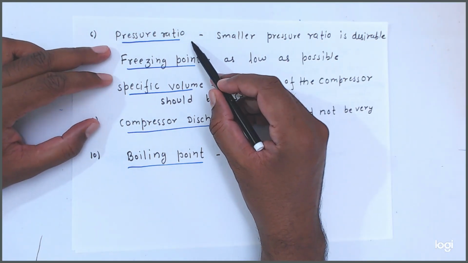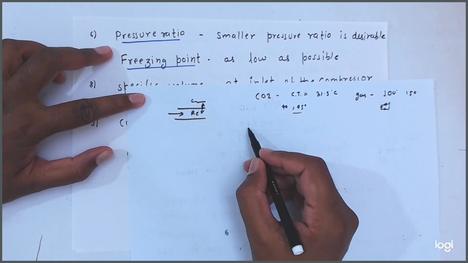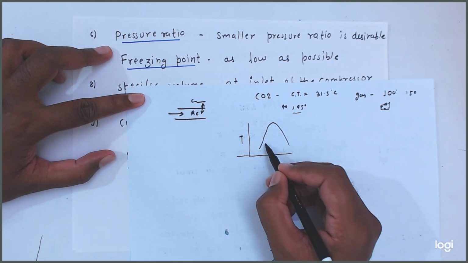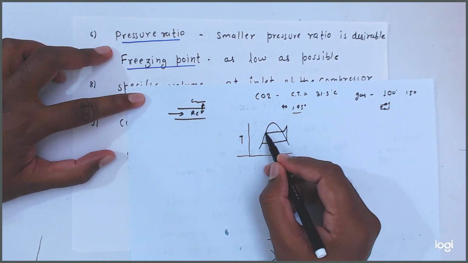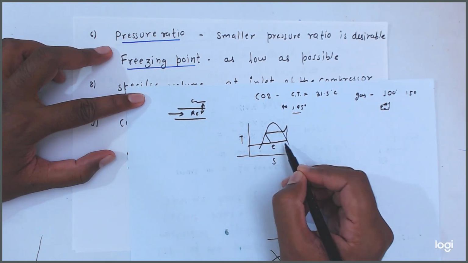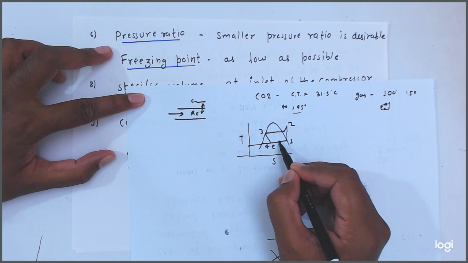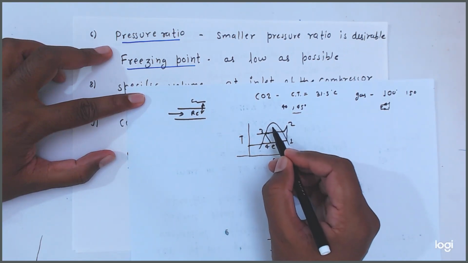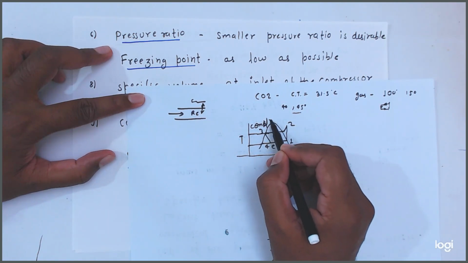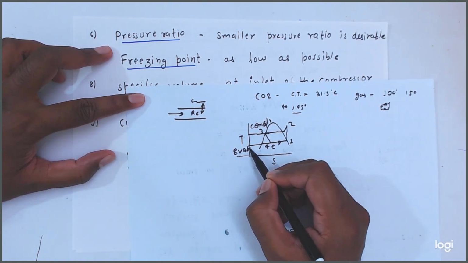Pressure ratio means, friends, like here, this is the TS diagram of the vapor compression refrigeration cycle. This is the evaporator pressure. These are points 1, 2, 3 and 4. So this is the condenser pressure, and this is the evaporator pressure.